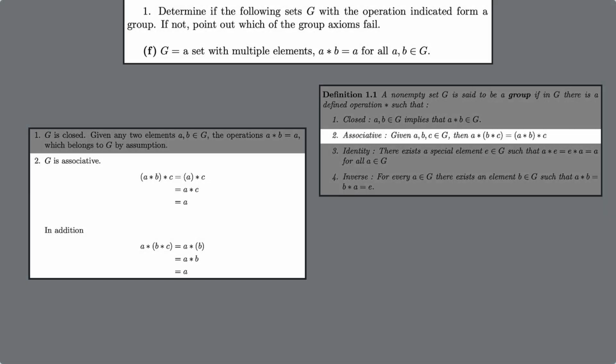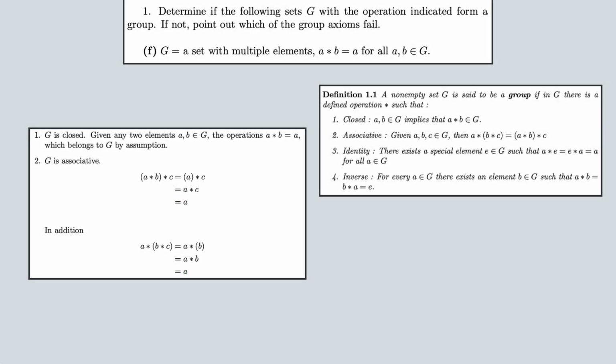Moving on to our second condition, associative. Are these two equations equal? The only difference in the two equations is the order in which we apply star. In the first equation, we do A star B first. A star B equals A, because A is the first element of those two. And then we do A star C, and we get A. On the second equation, we do B star C first. B is the left-hand element, so B star C equals B. But then when we do A star B, we get A, which is equal to our first equation. So we conclude that axiom 2 is satisfied.